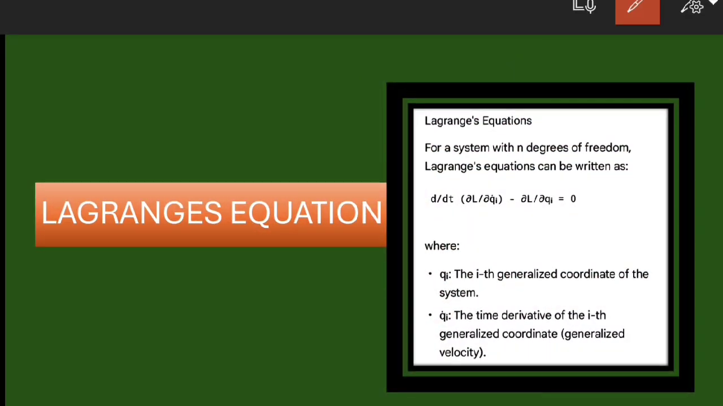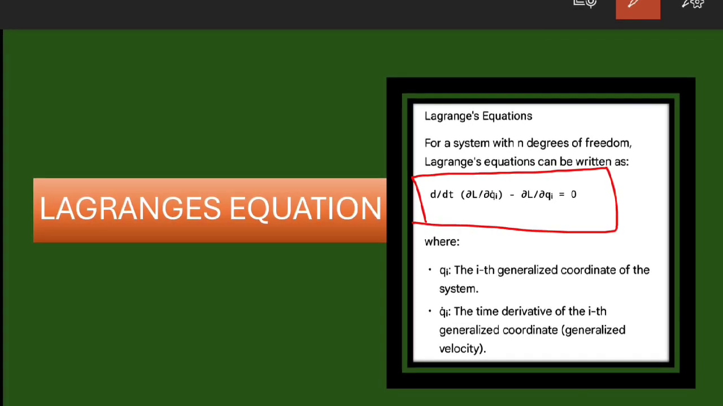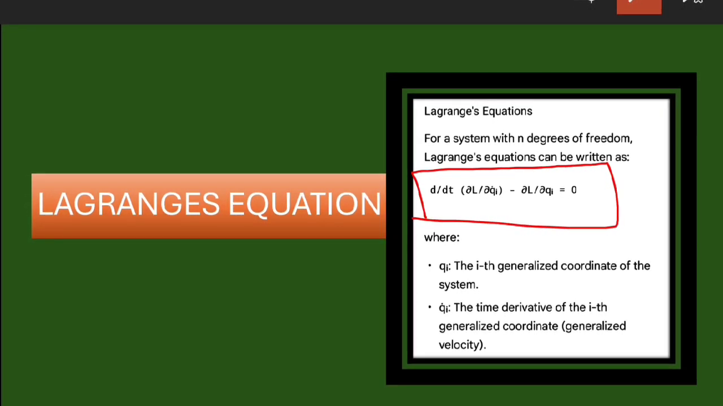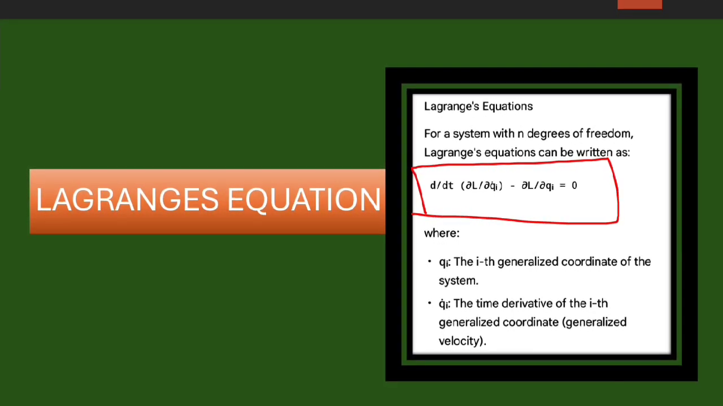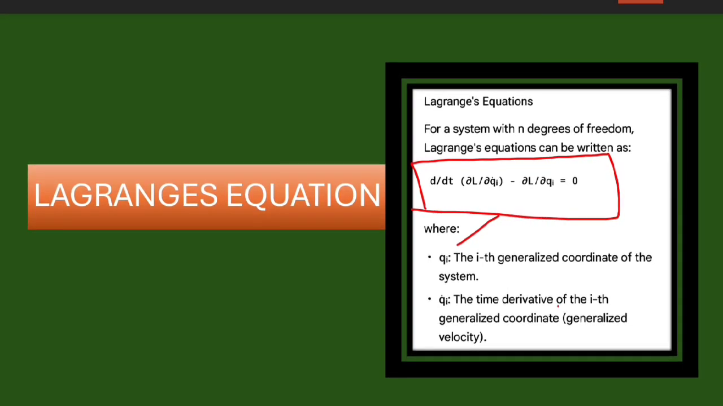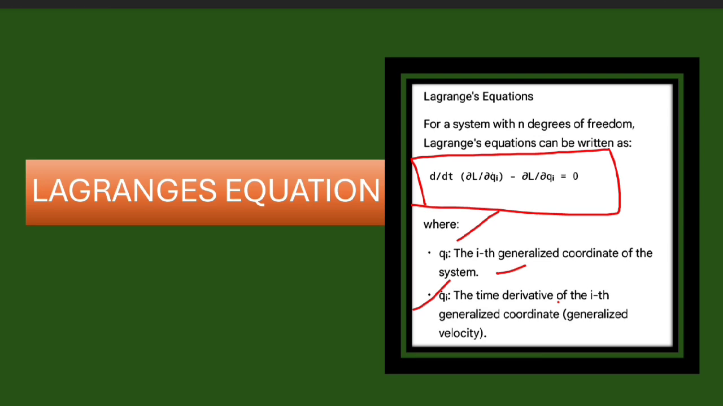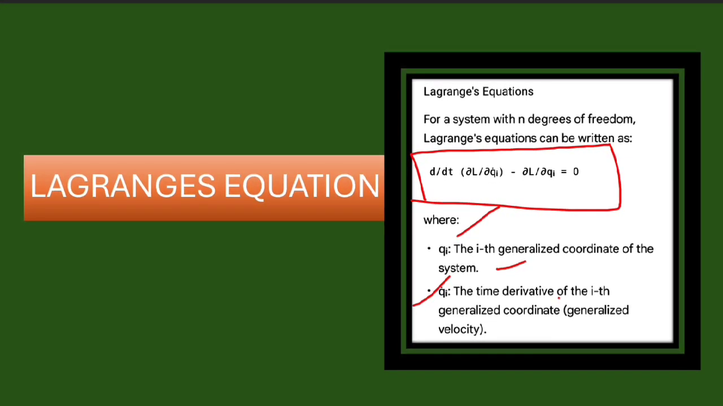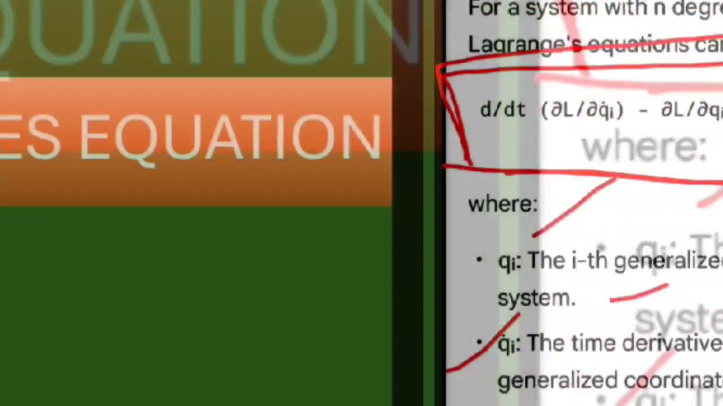Next, Lagrange's equation. It is d by dt of partial L by partial q i dot, minus partial L by partial q i, equals 0. So what is this q i? The ith generalized coordinate of the system, q i. And q i dot is the time derivative of the ith generalized coordinate. So this is Lagrange's equation, very important, try to remember.